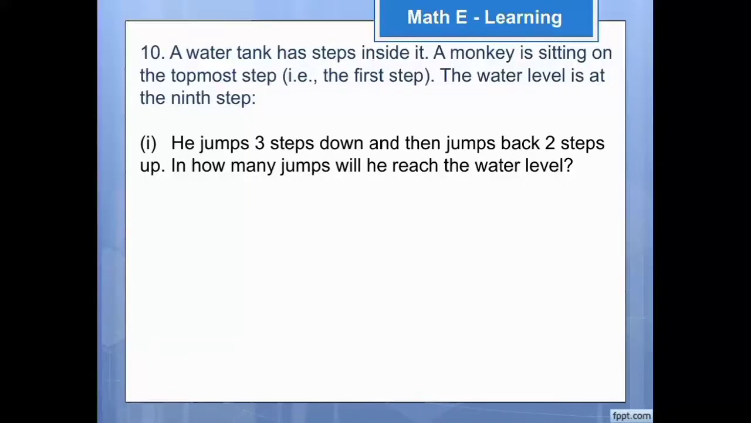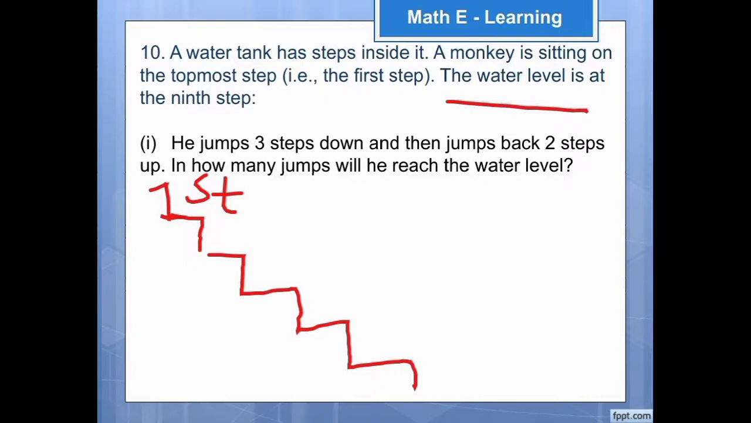Question number 10 is, a water tank has steps inside it. A monkey is sitting on the topmost step. That means the monkey is on the first step. So here, the steps are like this and the position of the monkey is on this first step.